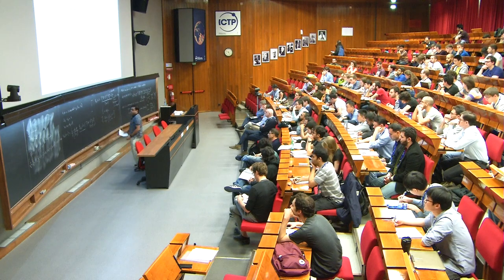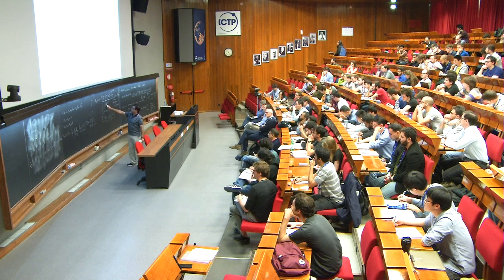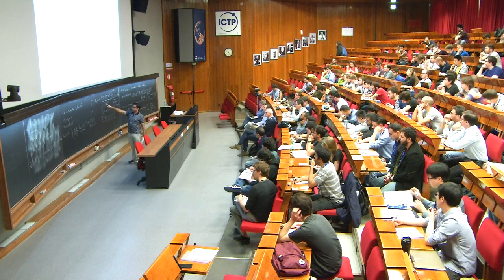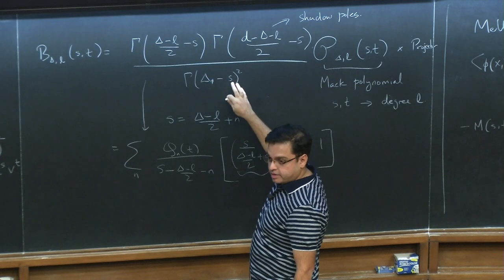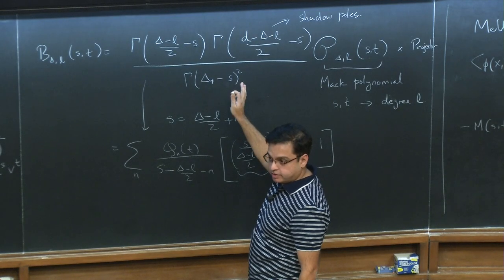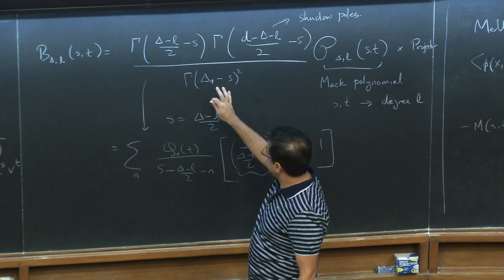The first observation that you have is that the S channel here has this set of zeros at gamma of delta phi minus S square. So S equals delta phi plus N, those are zeros. Those are double zeros.